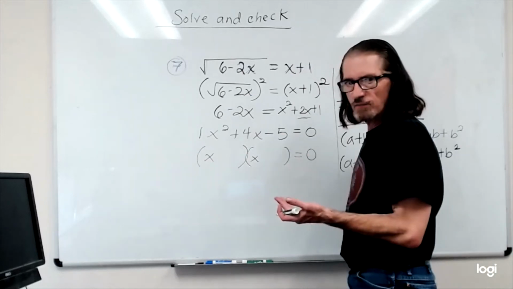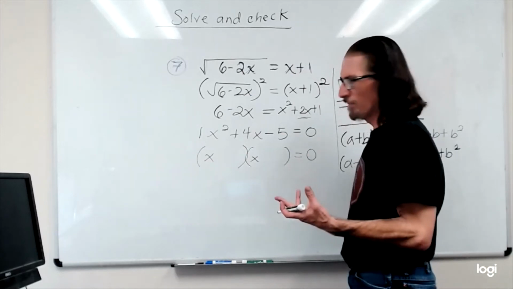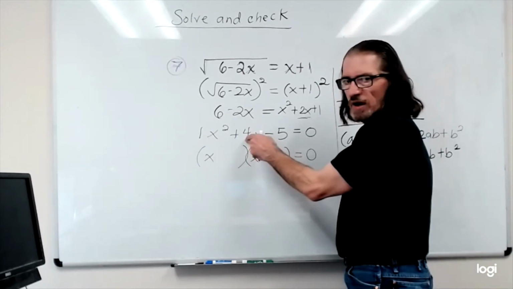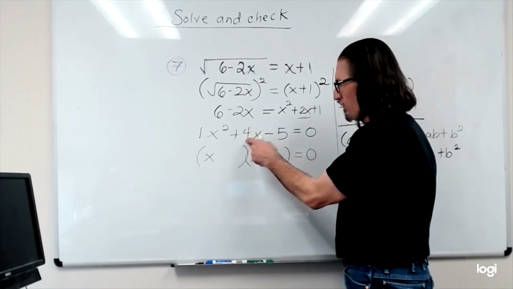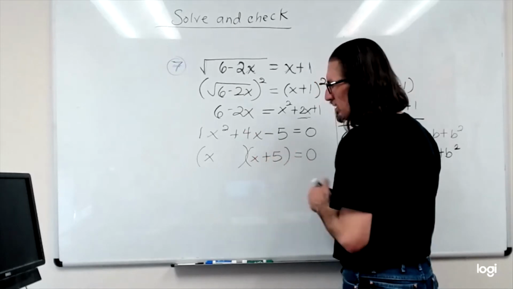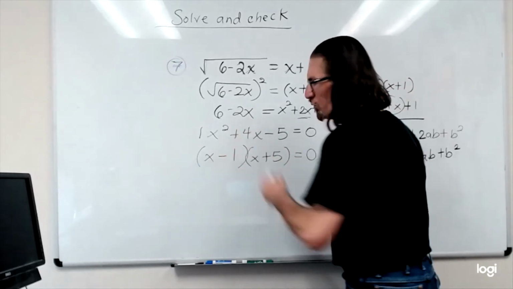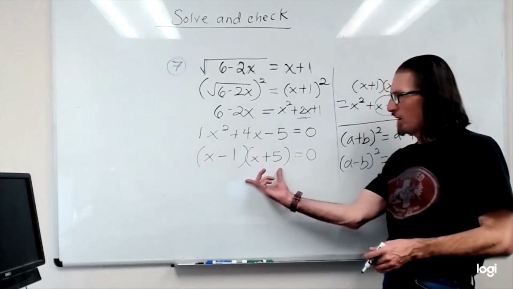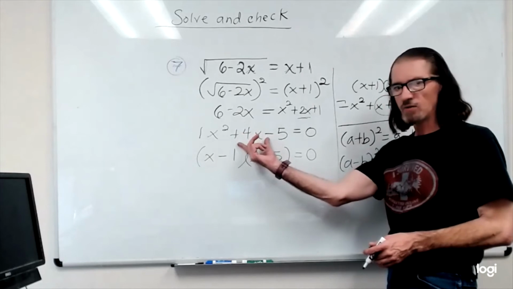Because it's negative, I'm going to need different signs, but the one with a larger absolute value has to be positive to add up to +4. So that's going to be x plus 5 for one of the factors and x minus 1 for the other factor. If you multiply that back out on the left side, you'll be back to this part on the left side.